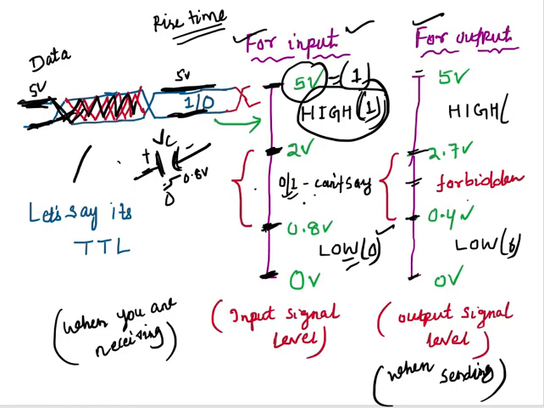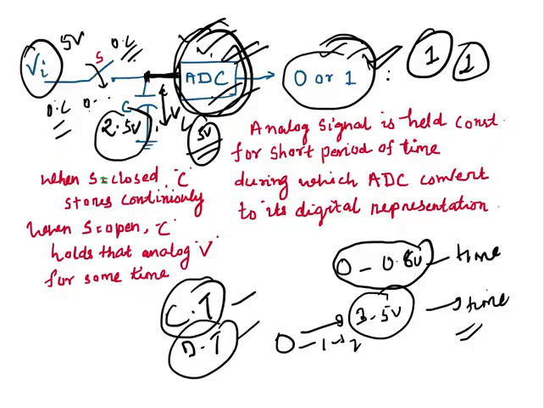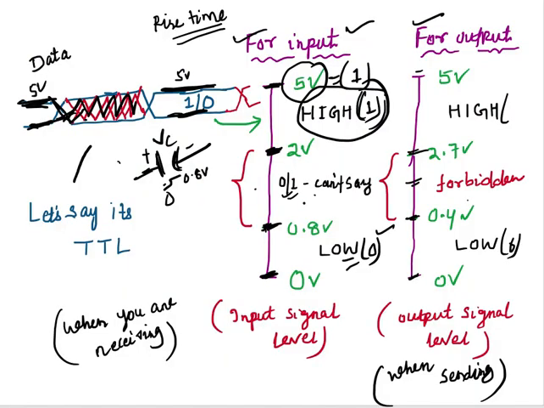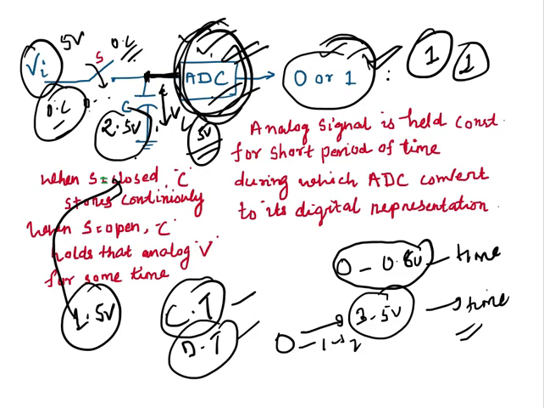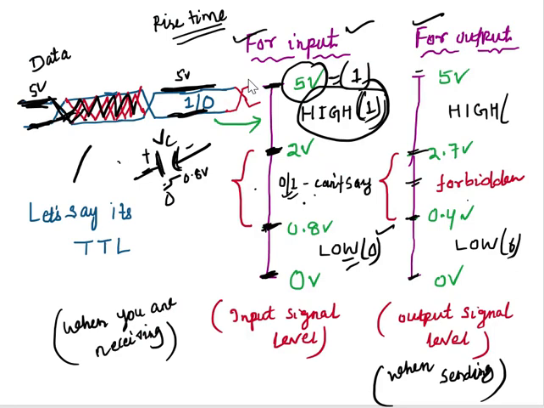Let's say this capacitor stores 1.5 volt. Okay, then this is an open circuit now. This 1.5 volt will be converted into digital. So whether it is 0 or 1, it is neither 0 nor 1. Why? Because for TTL logic, 1.5 volt falls in this region. So it cannot be 0, it cannot be 1. So this is unpredictable, right? We cannot say 0 or 1.